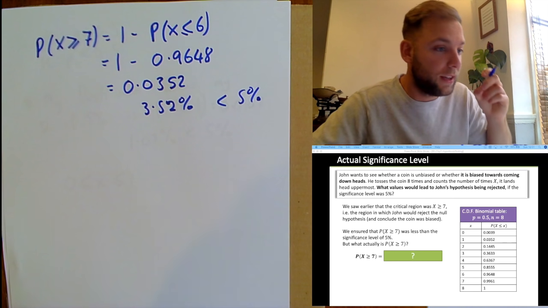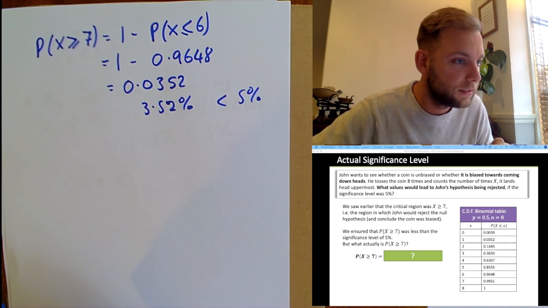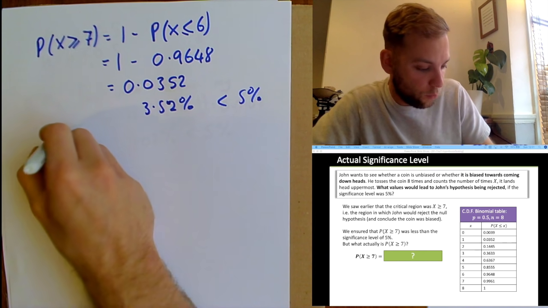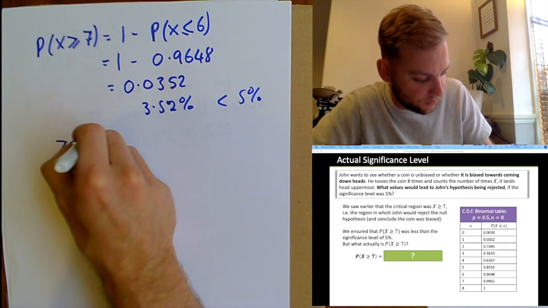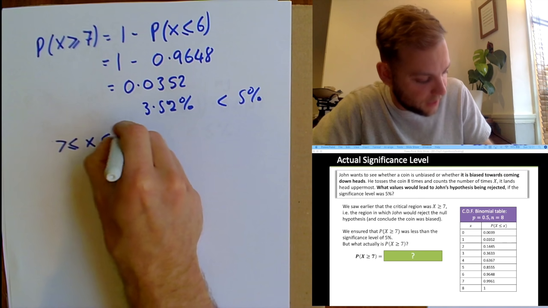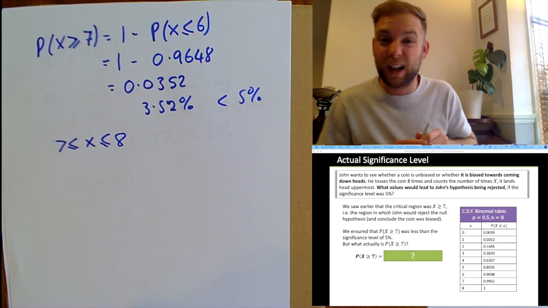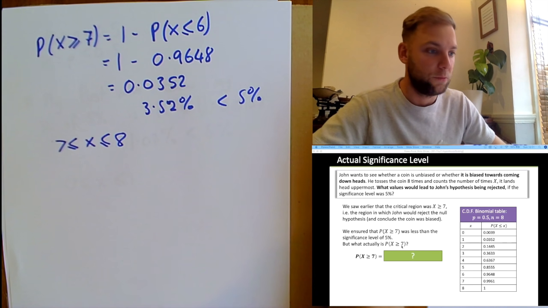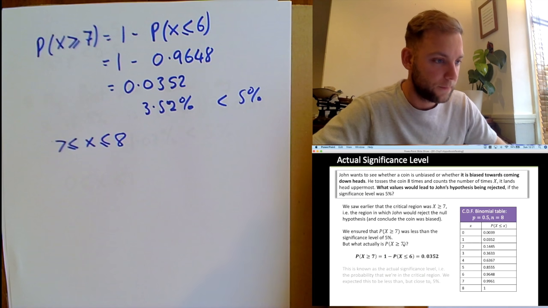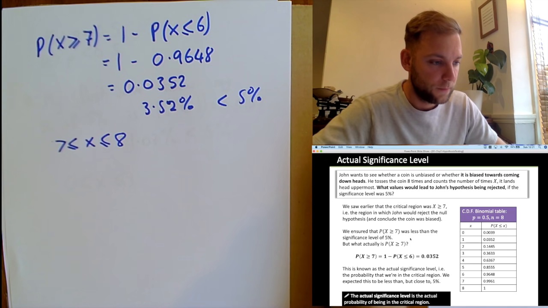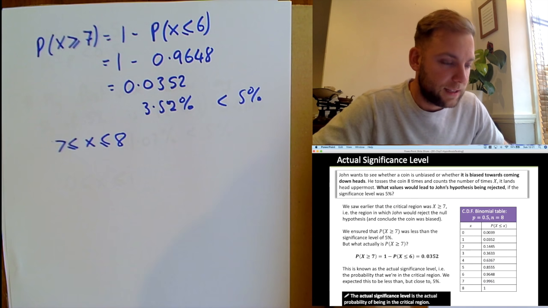So my critical region in this case would be 7 is less than or equal to x is less than or equal to 8. What values would lead to rejection? The values would be 7 and 8, wouldn't they? Let's just have a look at that. Brilliant. So the values would be 7 and 8.